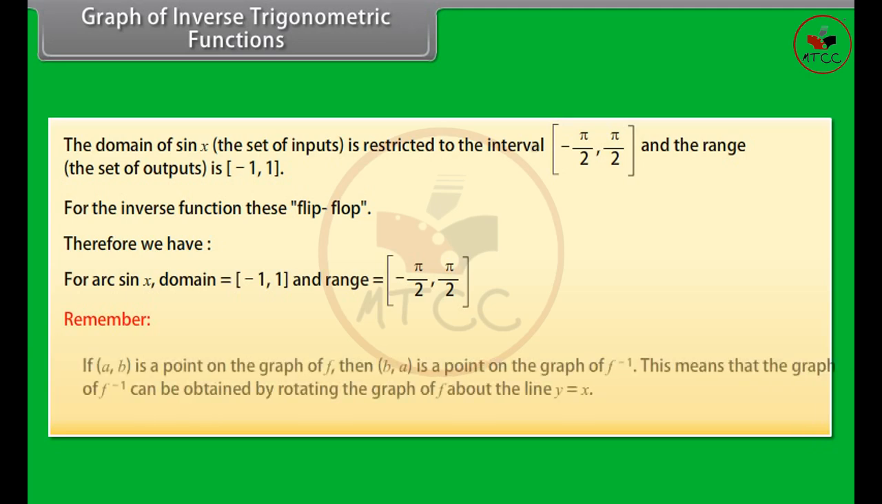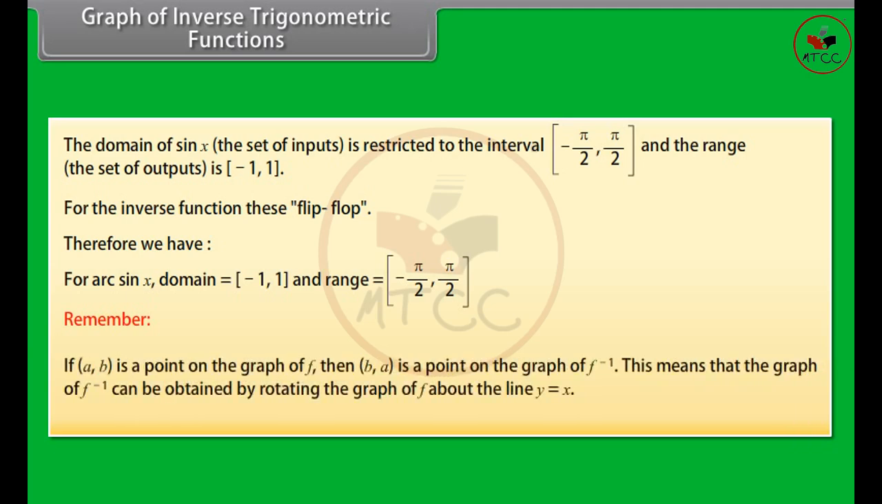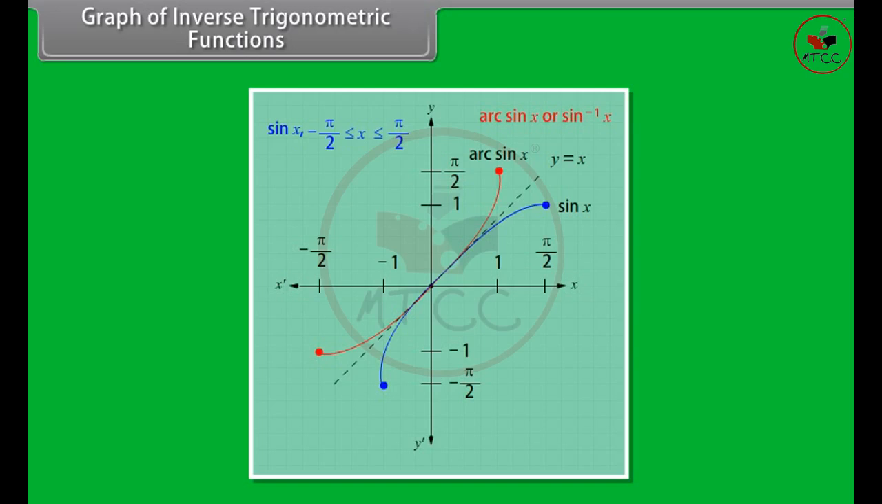Remember that if a, b is a point on the graph of f, then b, a is a point on the graph of f inverse. This means that the graph of f inverse can be obtained by rotating the graph of f about the line y is equal to x. Using this idea of rotation and by plotting some points, we see this graph of arc sine x.